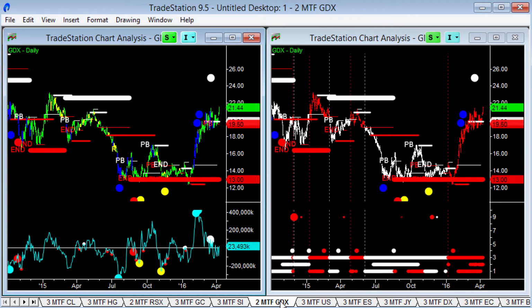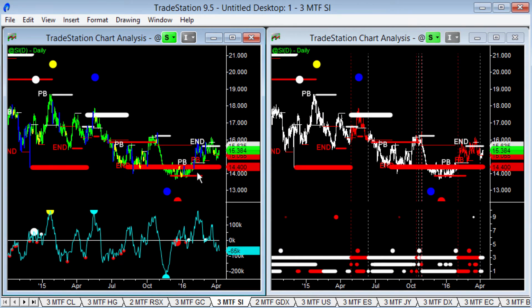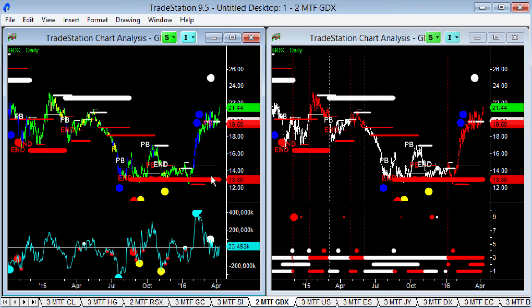GDX is the gold miners, and you can see here, it's a little bit of a combination of the gold and the silver pattern, although it does actually look more like the silver pattern here. Look at this, playing in tune with your highest time frame. The supports come in here. We've had our exhaustion sell, bullish divergence, flush patterns.